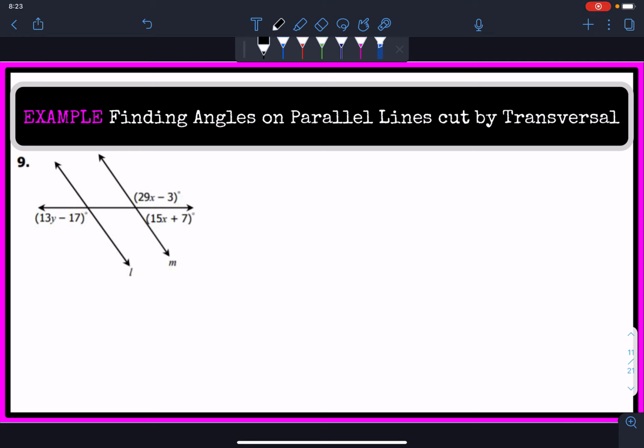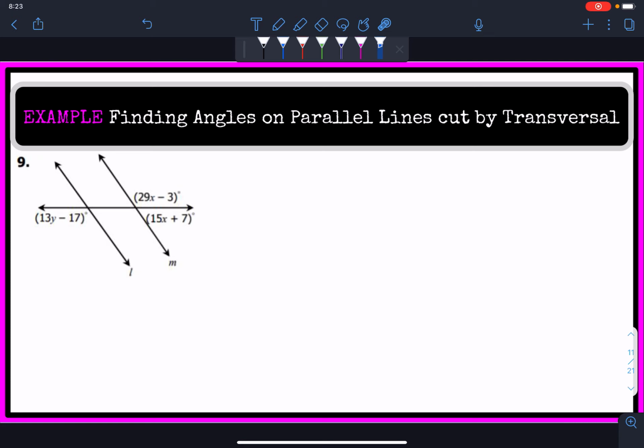And number 9, done pretty much the exact same way. First is to figure out the variables, again using the two x and y's. We're figuring out x and then figuring out y. It's going to be done the exact same way.